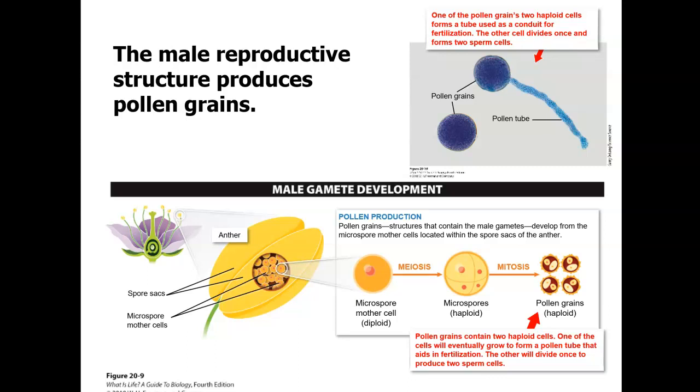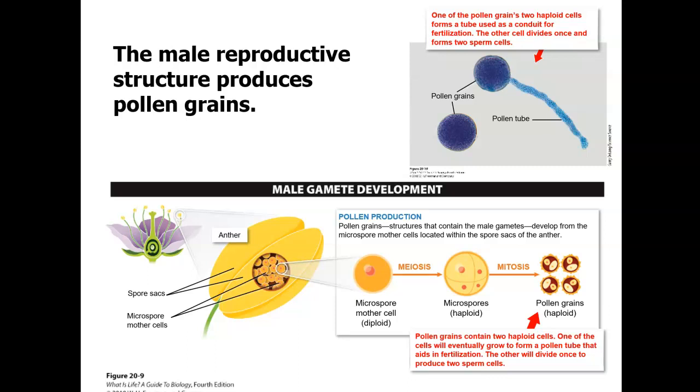So looking here, you can see the top of the anther. Inside of it, that anther is going to contain spore sacs, and then you're going to have what's referred to as microspore mother cells inside of the spore sac. If you look closer, that microspore mother cell is going to be diploid, which means it has two sets of chromosomes. So it has the adult number of chromosomes for that plant. It's going to go through meiosis, and it's going to create microspores. Those microspores are going to end up being haploid. Then they go through mitosis and they create the haploid pollen grains.